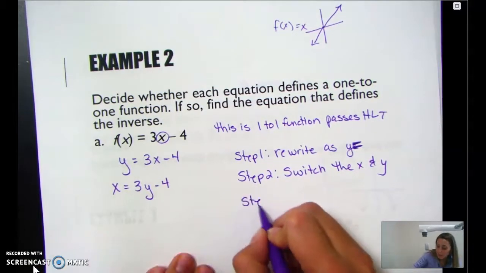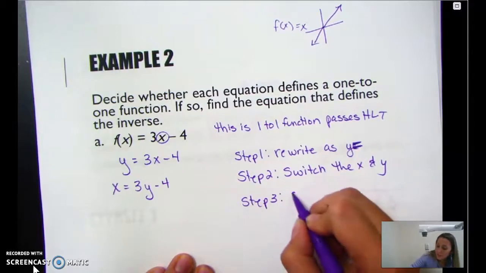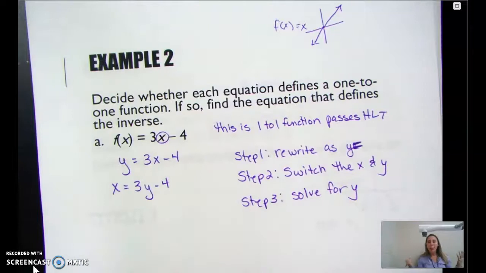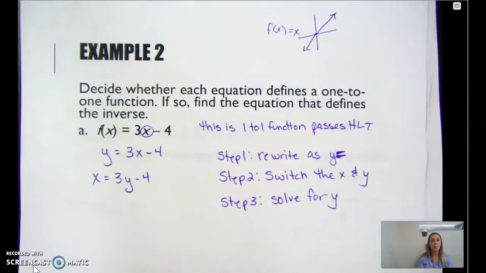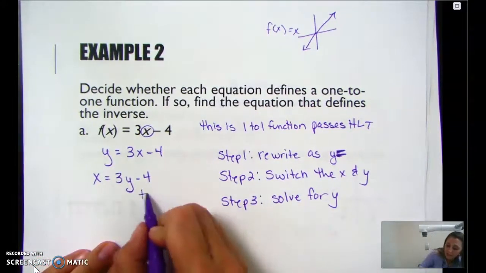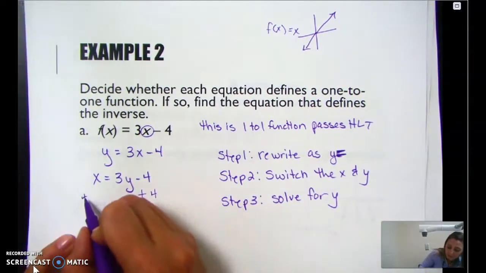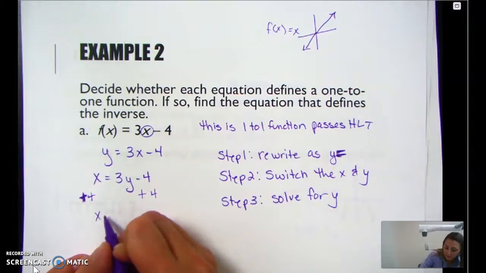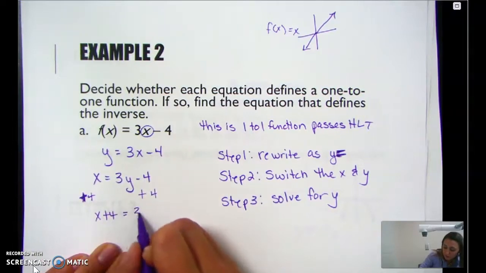Step 3, solve for y, or get the y by itself. I like to think about it both ways. When you're getting the y by itself, you have to kind of unpack it. So we are going to add 4 to both sides. Oops, that's a plus. So we have x plus 4 is equal to 3y.